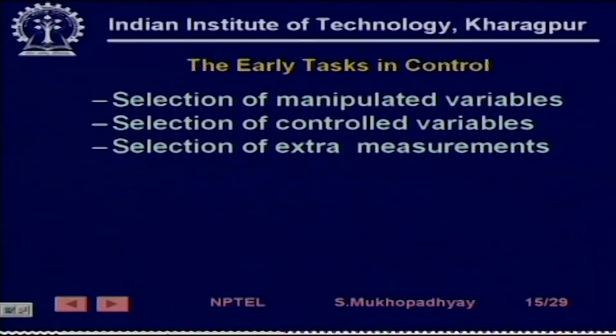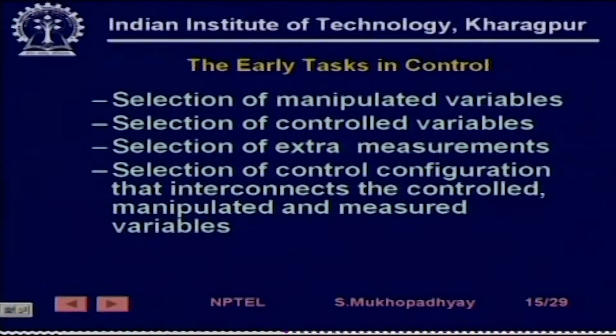Then, selection of extra measurements sometimes required for achieving good control performance, like disturbance rejection, as we have seen in the case of cascade loops. How are you going to do the cascade, which variable do you want to sense and feed as an inner loop feedback? You need to understand that. Then selection of control configuration, that is, how you are going to connect the controllers and the sensors. Are you going to connect it in cascade with feed forward, or use some special features like the Smith predictor? These need to be done.